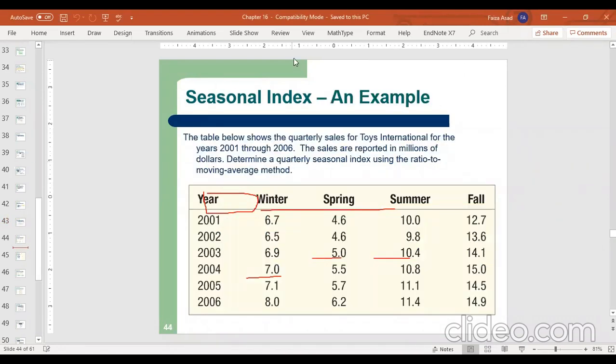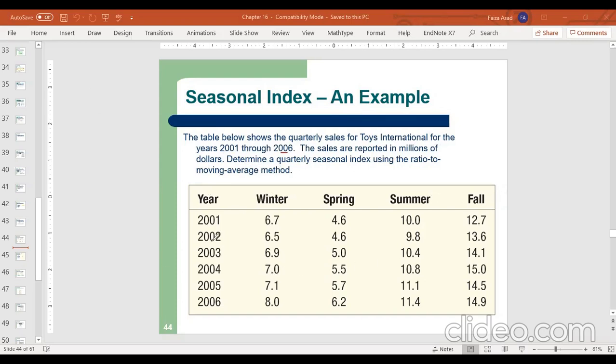So here is the data for a seasonal index. Let me clear the slide. The table below shows the quarterly sales for Toys International for 2001 through 2006. The sales are reported in millions of dollars. Determine a quarterly seasonal index using the ratio to moving average. So each year's data is given over here, from 1 to 6, for the seasons winter, spring, summer, and fall.